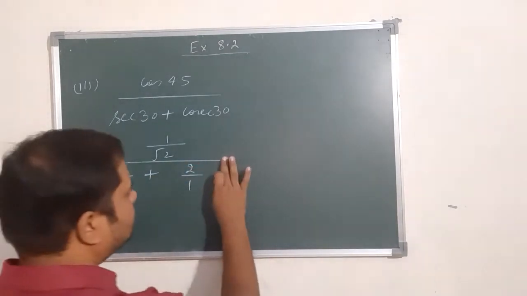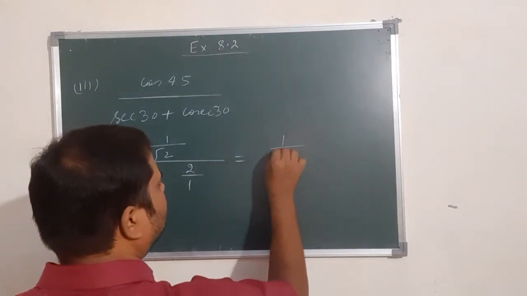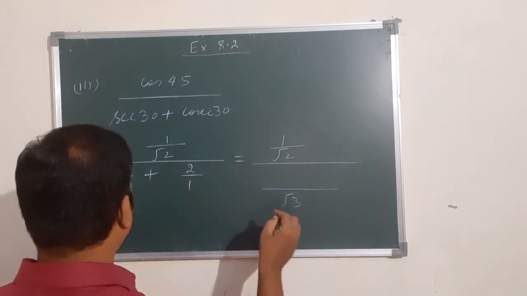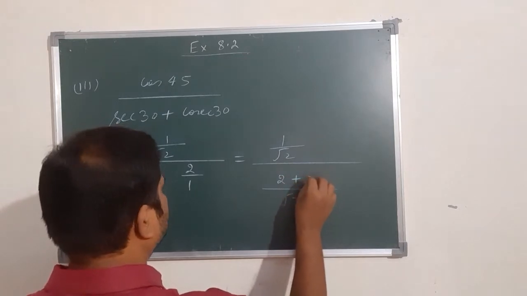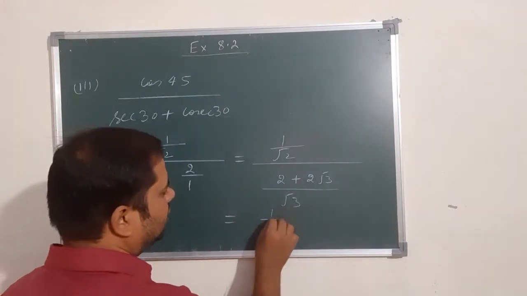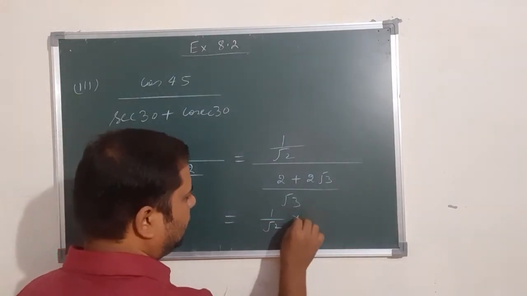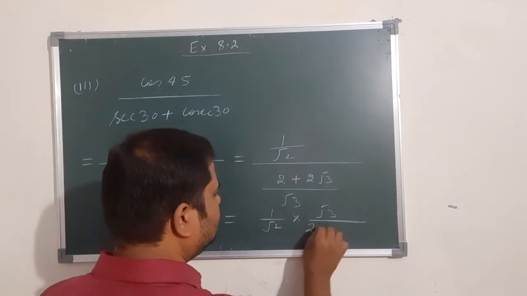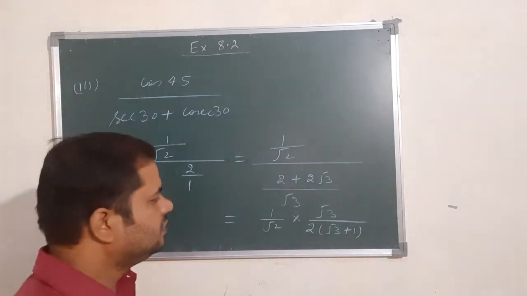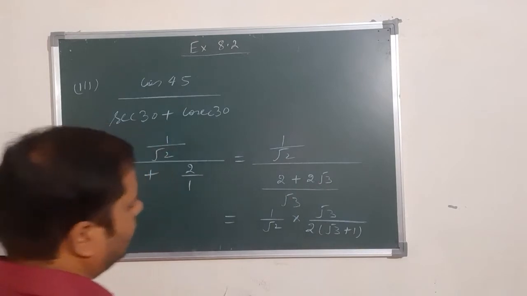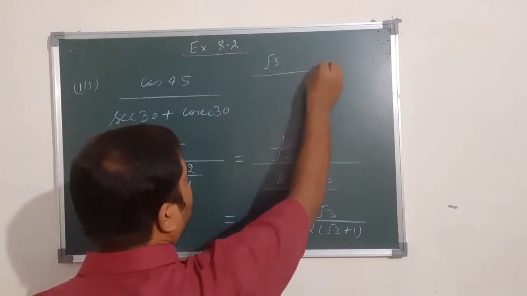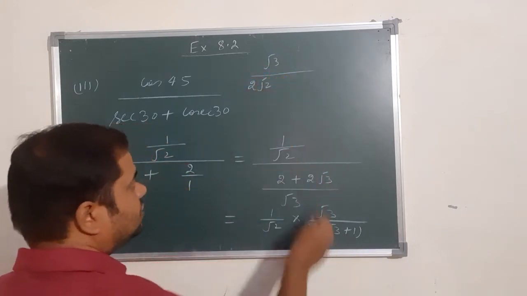Now this becomes 1 upon root 2 and divided by, root 3 is the LCM, then this is nothing but 2 plus 2 root 3. Okay. So this is nothing but 1 by root 2 multiplied by root 3 upon 2 times root 3 plus 1. See? Okay. So this is nothing but root 3 upon 2 root 2, and this is root 3 plus 1.